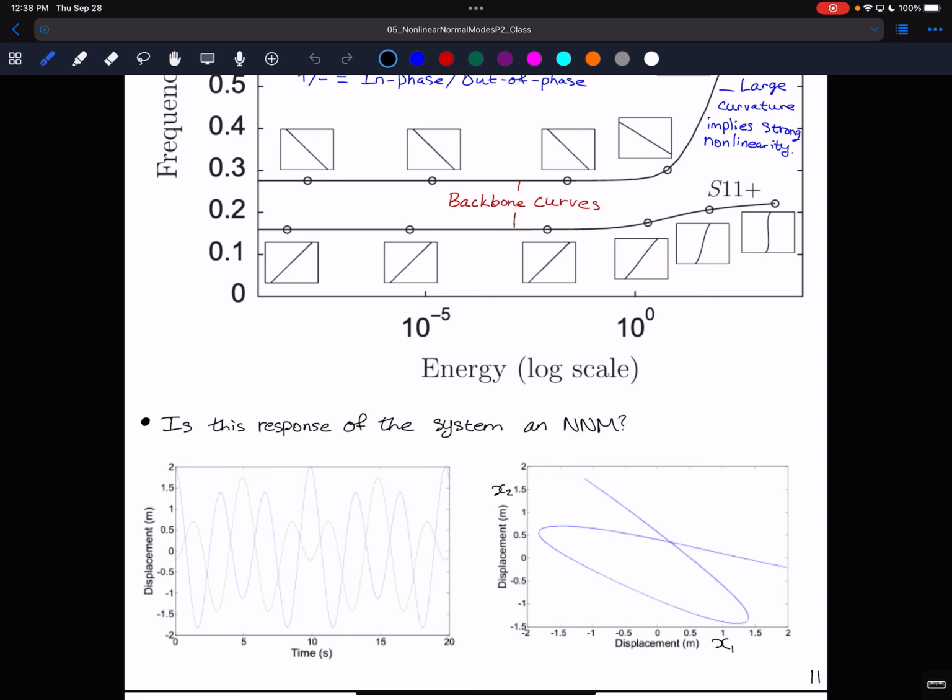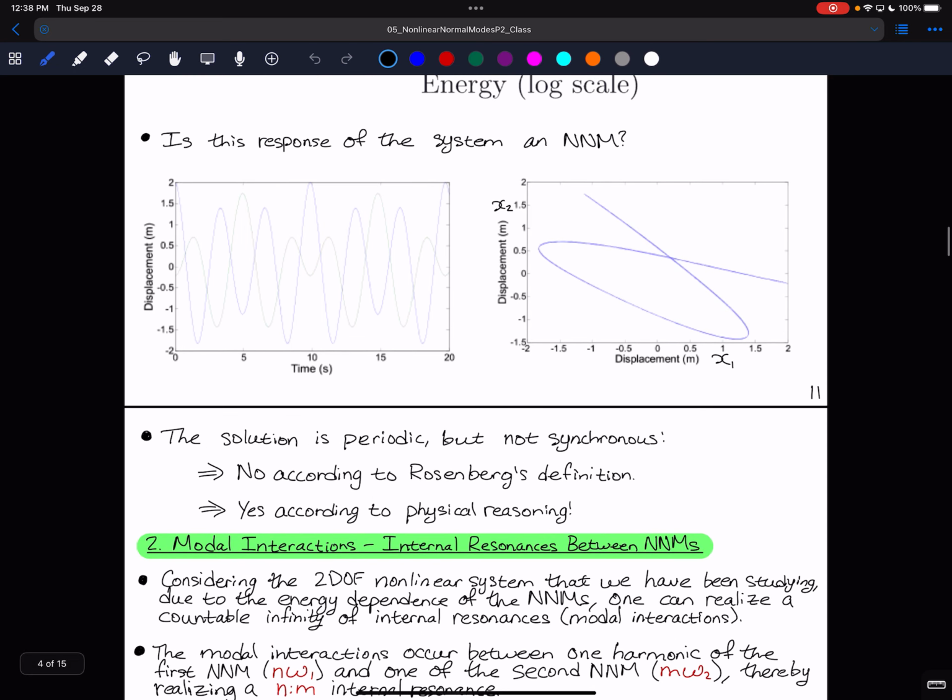Yeah, so if we move on, what we'll say is that this is a periodic solution, but it is not synchronous vibrations. So if we go by Rosenberg's definition, then it's not a nonlinear normal mode. But given the fact that it's periodic and it will just repeat like this for all time, that gives you some physical reasoning that this should be considered a nonlinear normal mode based on this idea of we're seeking periodic solutions to those equations.